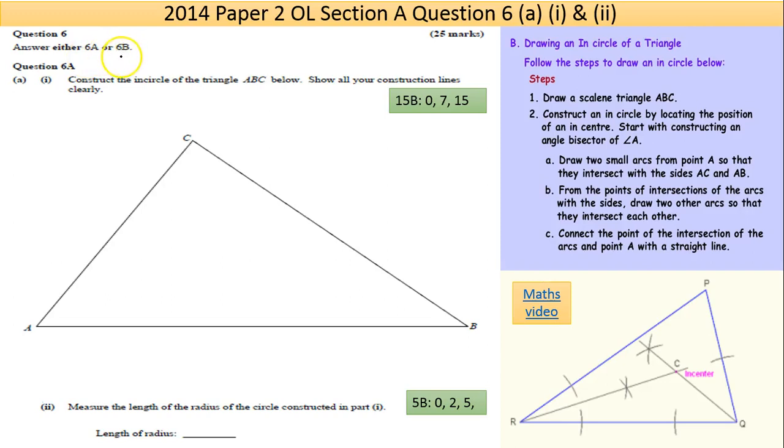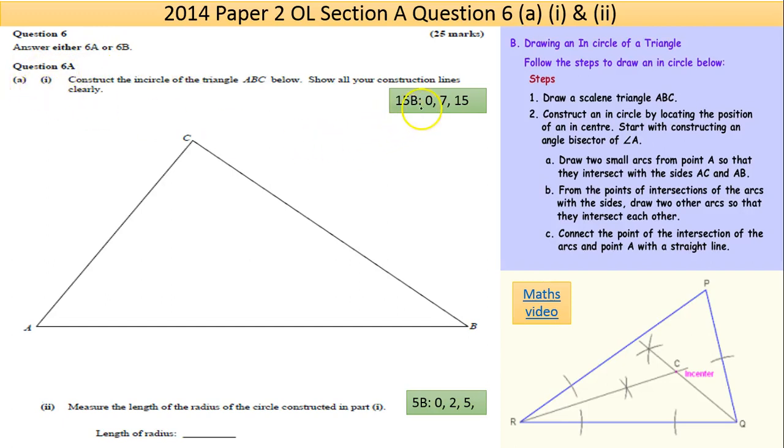It's usually something to do around the theorem or application of, where 6A is usually a construction, enlargement, or maybe a net or something along those lines. So it's much more doable, more popular among students. Let's get stuck in.